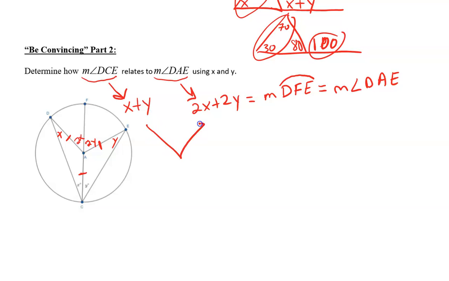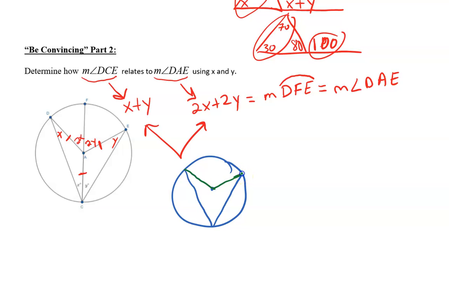So how do these two relate? Well, we see that measure of DAE is actually twice as big as x plus y. So if we look at a circle without the markings on it, here's an inscribed angle. And if I have the central angle as such, and let's say this is 100 degrees.